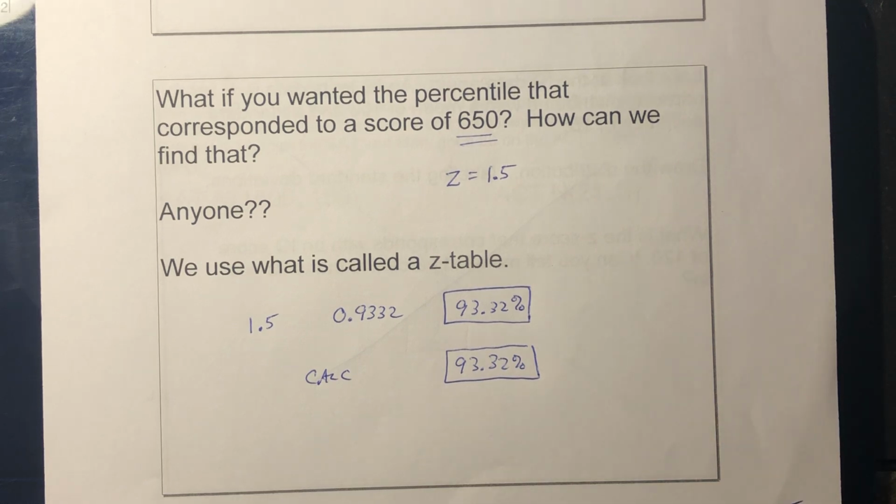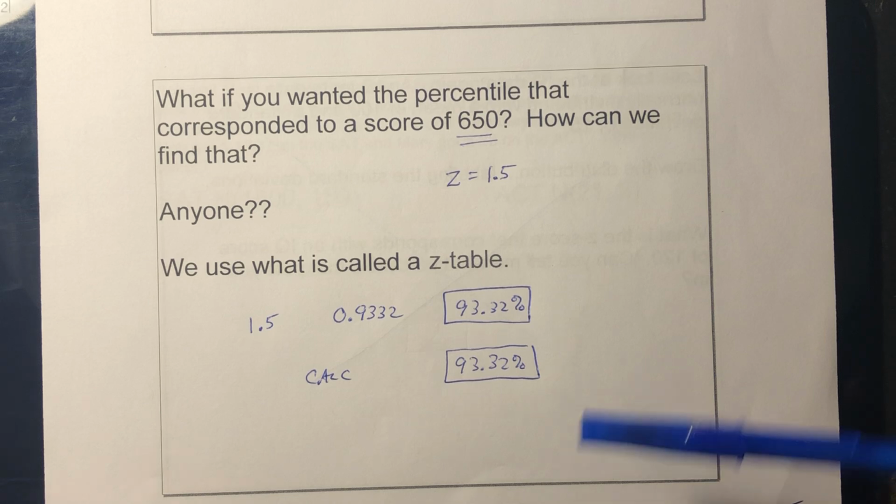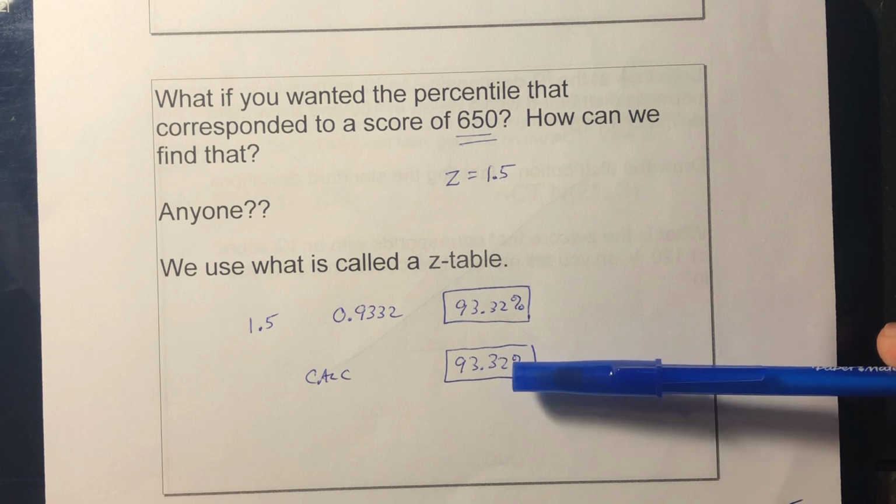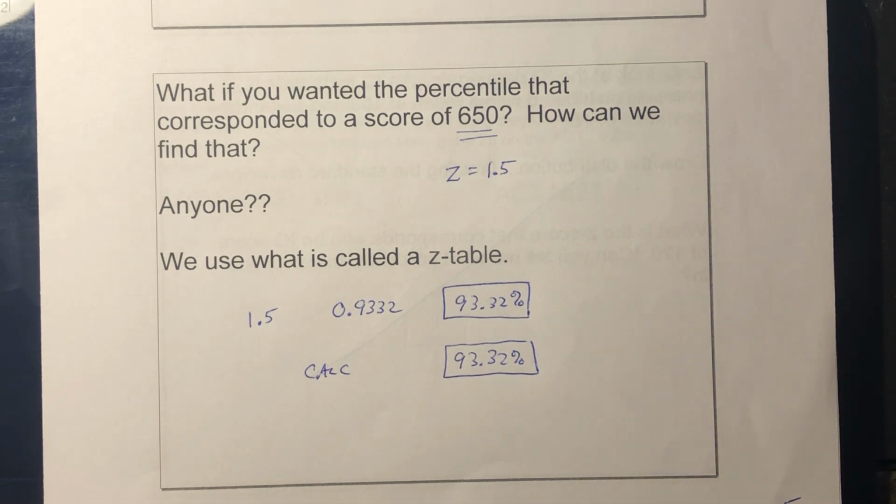Now, which one do you think is going to be more accurate? The z-table or the calculator? The answer is the calculator. Now, even though they're the same here, the calculator is going to be more accurate because it can round, you know, the decimals keep going and going. Okay?